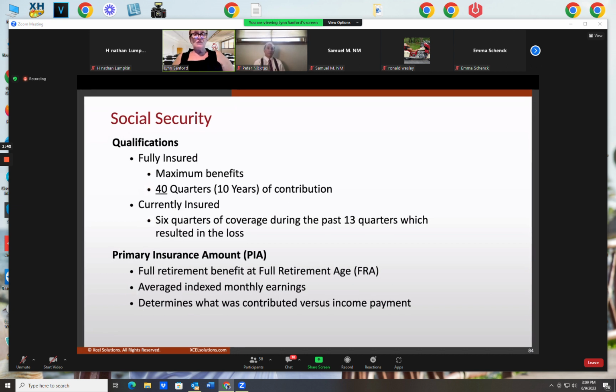fully insured status. Now, I can only earn 4 credits in any one given calendar year. 1 credit per quarter of the year. There's 4 quarters in a calendar year. I can only earn 1 credit per quarter of the year. So the maximum number of credits I can earn in a given calendar year is the number 4. Never 5, never 6, never 7, never 10, 12, any number greater than 4. 1 credit per quarter of the year.